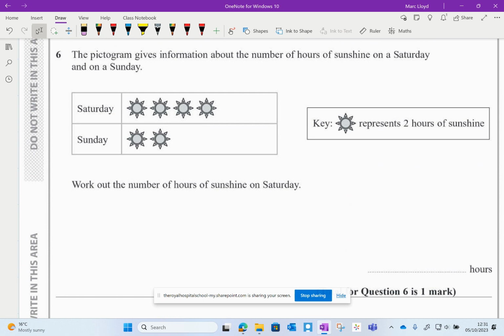Okay, the pictogram gives information about the number of hours of sunshine on a Saturday and on a Sunday. Work out the number of hours of sunshine on a Saturday. So we've got 2, 4, 6, 8, and that's because each sun is worth 2 hours, so it's 8 hours.